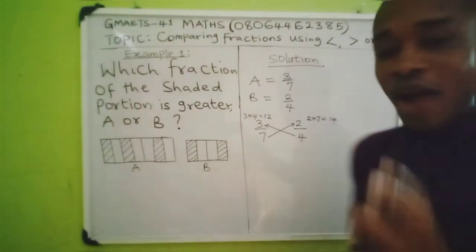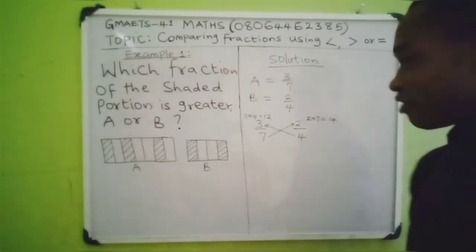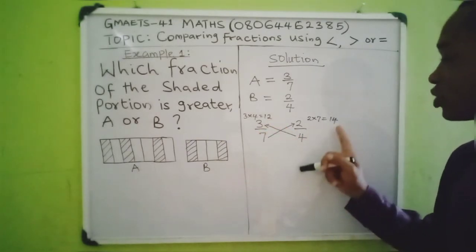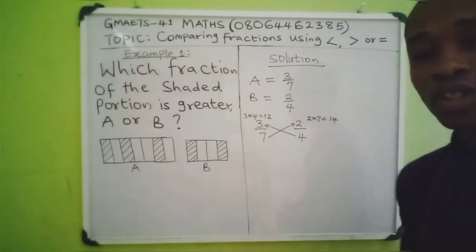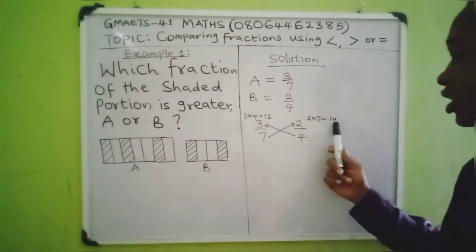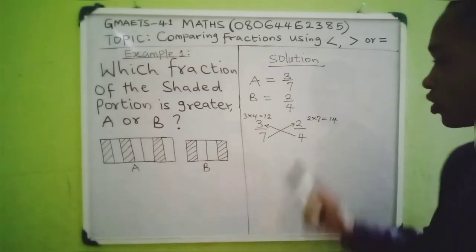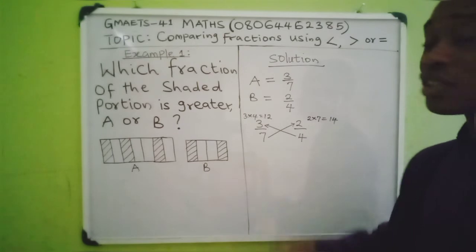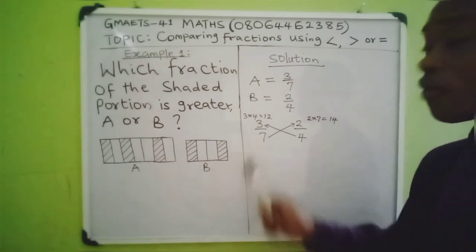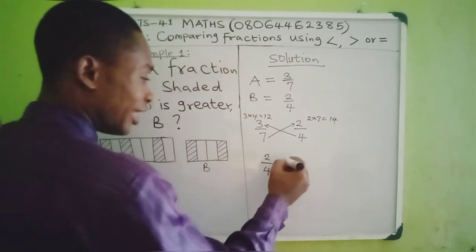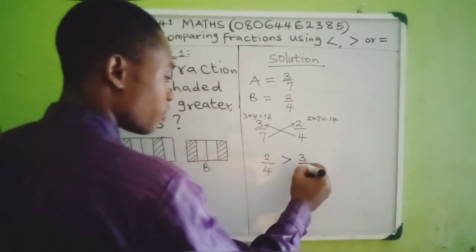Good. Now, I want you, friends, to observe. This fraction produced 12. This fraction produced 14. 12 and 14, which one is greater? Clearly, you will agree with me that 14 is greater than 12. Therefore, the fraction that produced 14, which is 2 over 4, is greater than the fraction that produced 12, which is 3 over 7. We write that 2 over 4 is greater than 3 over 7.